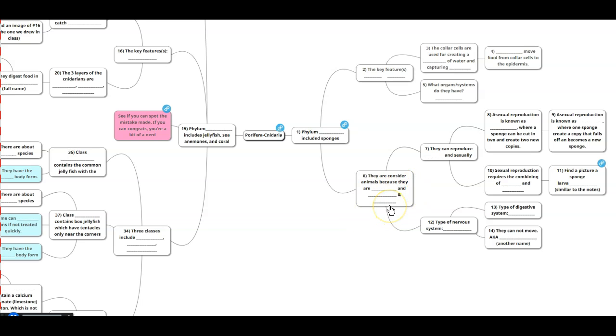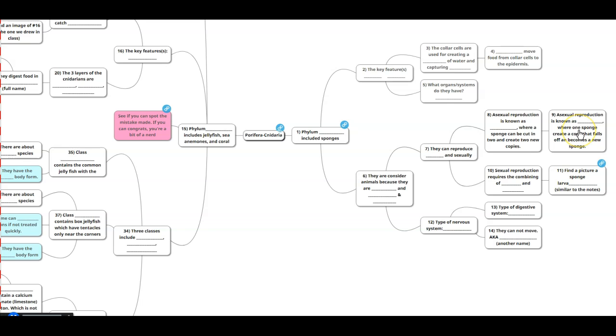Moving on to number 6, they're considered the first animal because they're heterotrophic and they have layers. Now, I kind of messed up here. I'm expecting you to put multicellular, but layers and multicellular are kind of tied together. So what I really need you to know is they're the first animal because they're heterotrophic and have layers, which, in parentheses, makes them multicellular. They can reproduce asexually, and they have the ability to reproduce sexually as well.